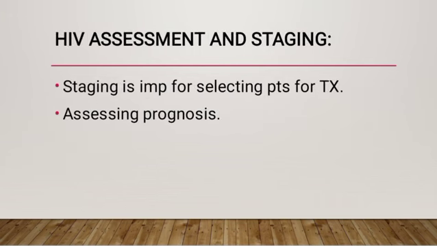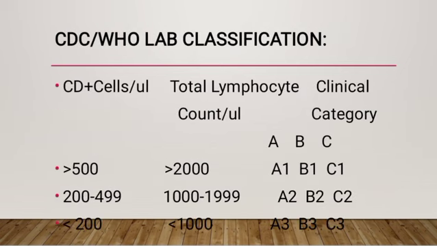Now, how do you assess the staging of HIV? Very important: staging is important for selecting patients for treatment and assessing progress. First of all, it is based on CD4 plus cells per microliter, or total lymphocyte count, and clinical category. When there are more than 500 CD4 cells, or more than 2000 lymphocytes, it is A1, B1, and C1.